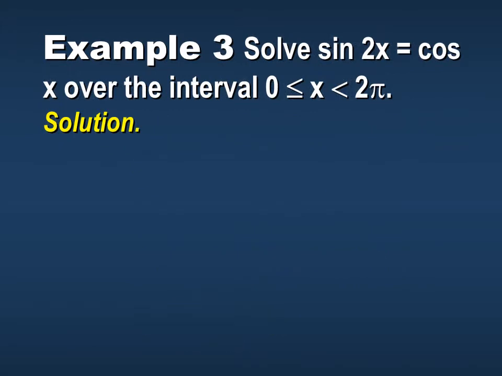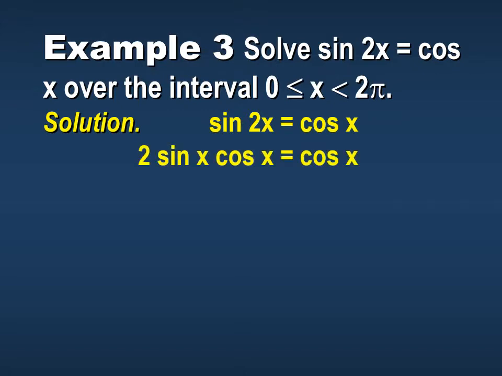Solve sine 2x equals cosine x. And again, we have the interval between 0 and 2 pi. So this is a double angle formula. So I'm going to go ahead and use that identity and say that sine of 2x is the same as saying 2 sine x cosine x equals cosine x.